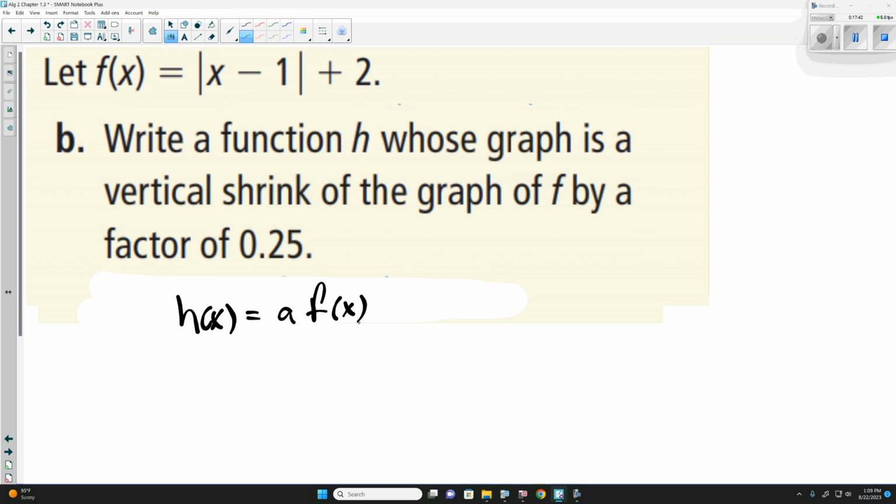Now luckily when applying the stretch or shrink, it doesn't matter if we mix it up, we just have to know that we're doing a times f of x. And our a value in this case is 0.25. If you want to write it as a fraction, you can, but just make sure you convert it all to fractions, if there are fractions necessary.